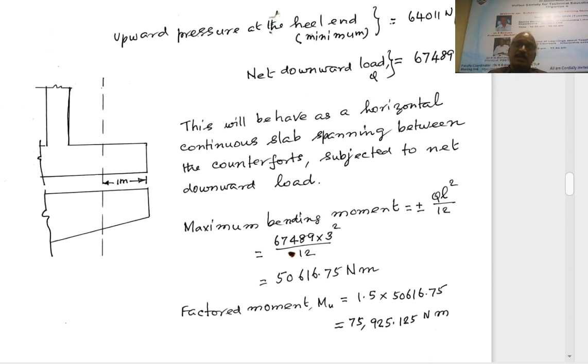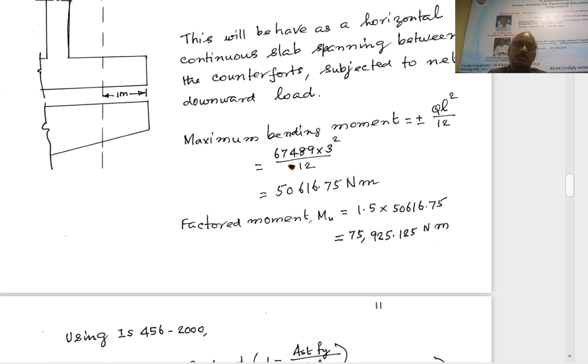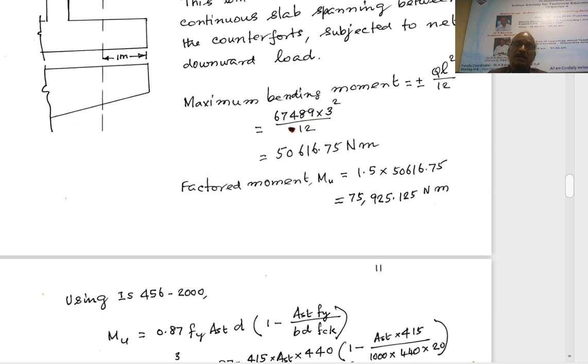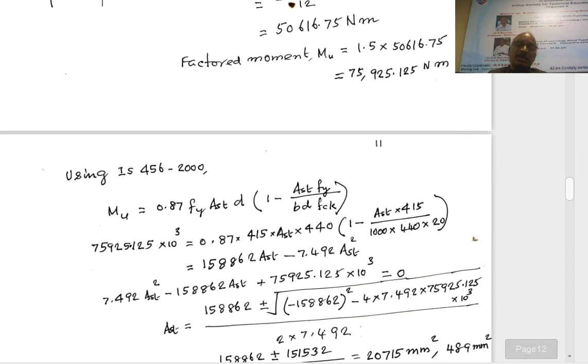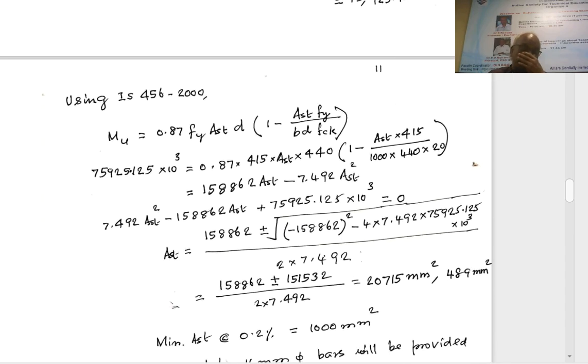So maximum bending moment equals plus or minus QL square by 12. Q is 67,489, just now we have calculated. L is 3 meters. So this is the bending moment, and we are doing limit state design. Therefore, factored bending moment equals partial safety factor times this bending moment. And again, we need not check the thickness. Directly go to the design of the reinforcement.